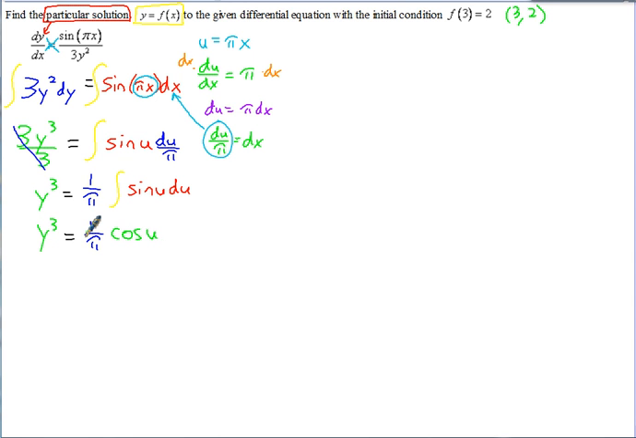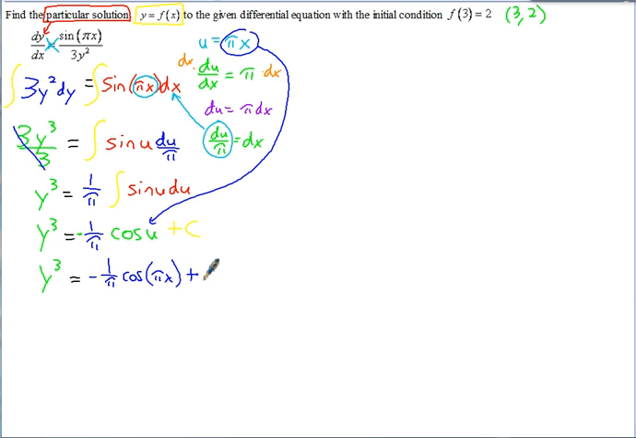So that negative would just get multiplied by the 1 over pi out in front. Because remember, when you integrate, if the answer starts with a c, which it does here on trig functions, the answer is negative, and then we need our plus unknown constant. But we're not quite done with the right side because we still have that u in there. So remember the last step on these indefinite integrals, to get rid of the u, you substitute the pi x back in there. So we have y cubed equals negative 1 over pi times the cosine of pi x and then plus c.